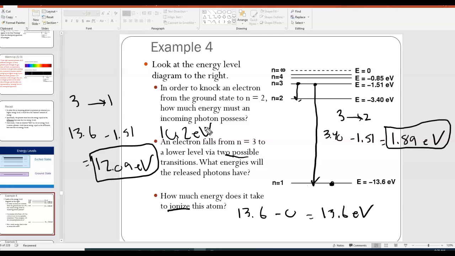Okay, so that is the last question for example 4. Please pause it there if you need to, or if you need to write down any questions you have about that. We're going to do a few more examples.